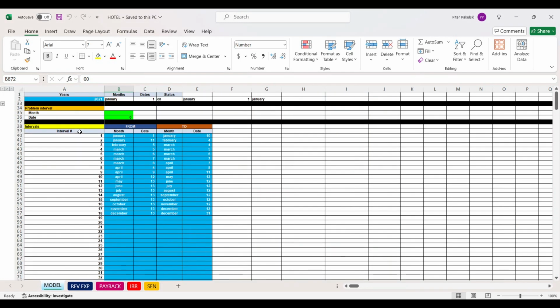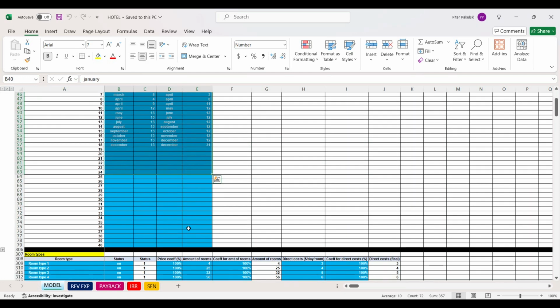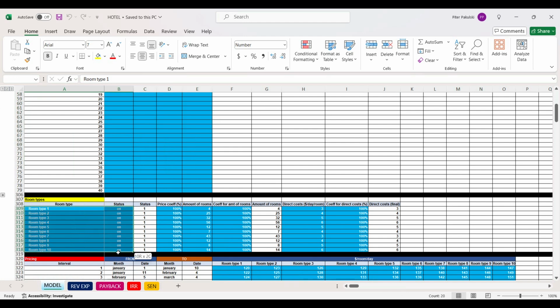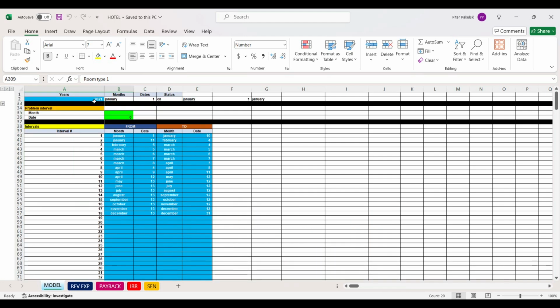First of all, we will introduce a rule saying that all inputs in our model will be marked with blue color. That will help us identify all the inputs across the model. Here, we are setting up the first year of financial projections. Then we have the first block of inputs.